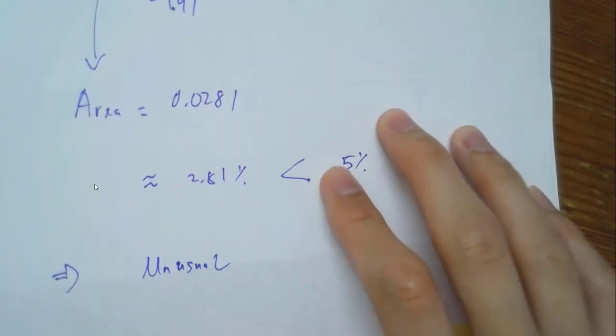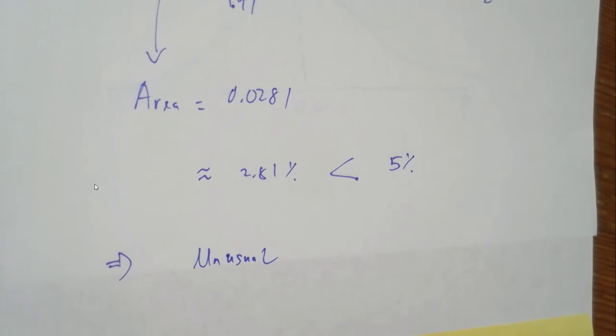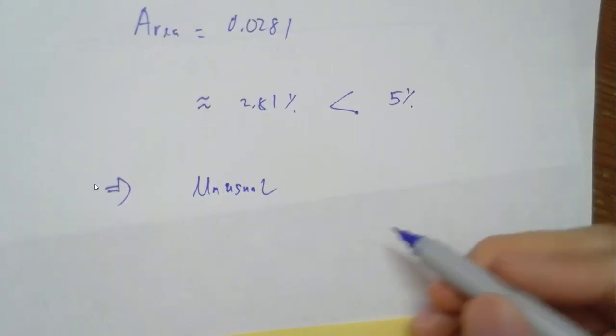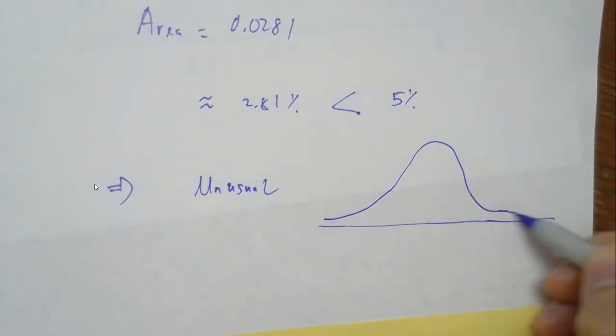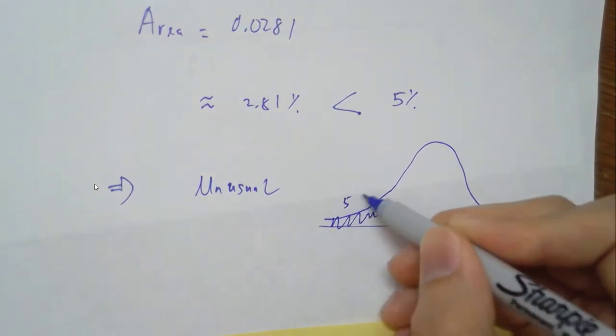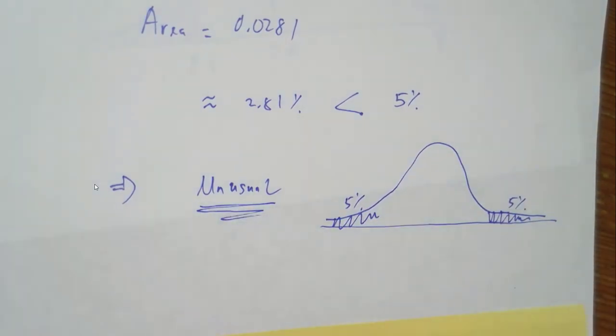So remember, if you find a probability and that probability is less than 5%, then that is considered to be unusual. Remember from the last chapter, we say that if anything is inside the bottom 5% and the top 5%, we consider them to be unusual events.